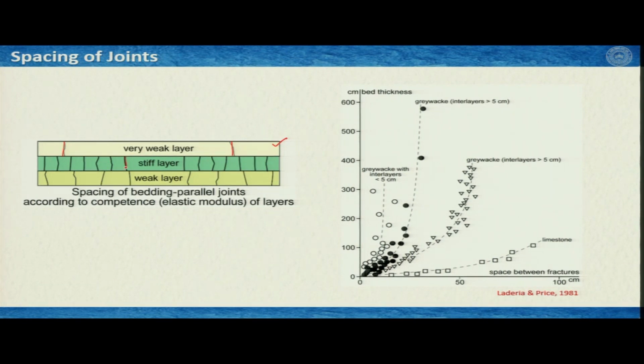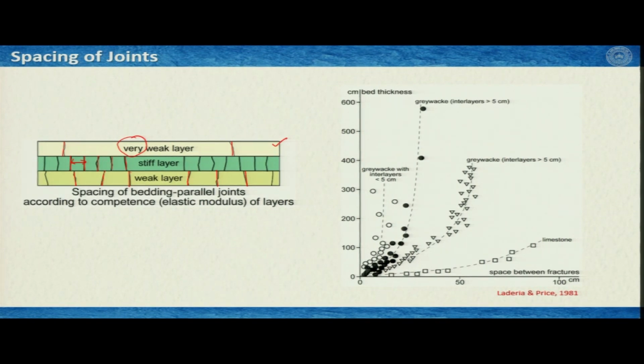If you have stiff layers, then the joints are very much concentrated, that means the spacing is much less. And if you have a weak layer, so this is a very weak layer, and if you have a weaker layer, then you see spacings in between stiff layer and very weak layer.